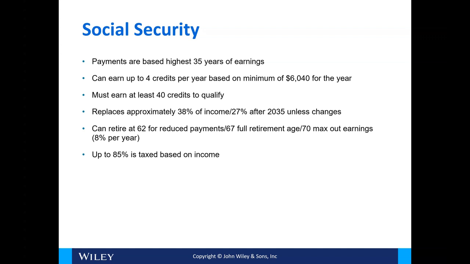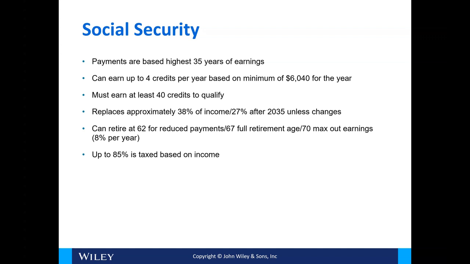It replaces approximately 38% of your income, but if nothing changes in 2035, I have here, but I heard it's now 2033, then it's going to only replace 27%. So is it worth it to you to pay a little more so that it gets back up to the 38%? That's a personal decision. You can retire at 62 for reduced payments. Currently, 67 is what's called full retirement age. If you retire before that, they may not give you your full payment because you're making money. And then 70 is the max.